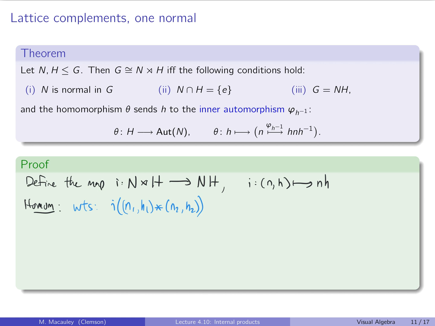And if you don't remember what that is, I'll remind you very shortly. But we have to show that this is equal to I of (n1, h1) times I of (n2, h2). And this is just the standard multiplication in NH, and we actually know what this is. So this is n1 h1 times n2 h2. So we really have to figure out what this thing is and show that this is equal to that.